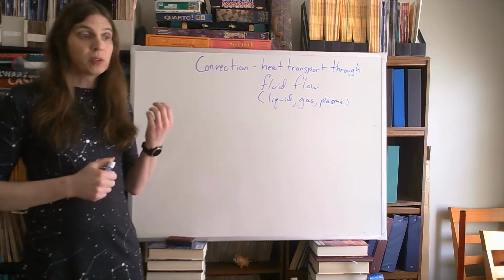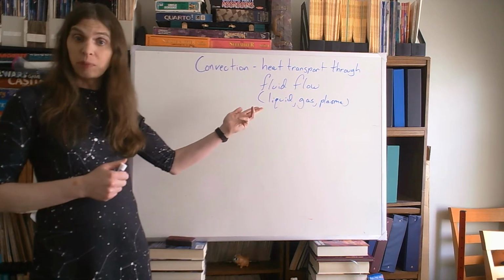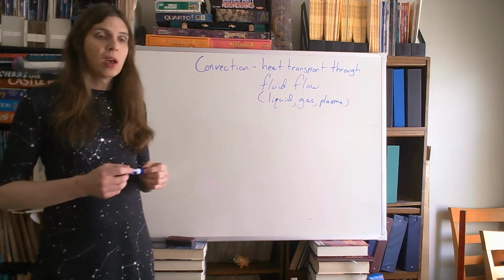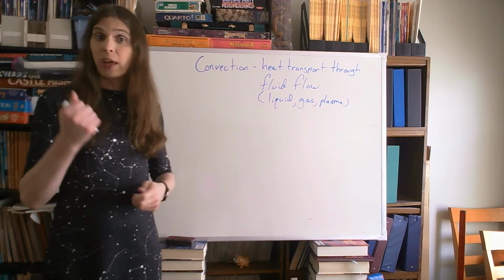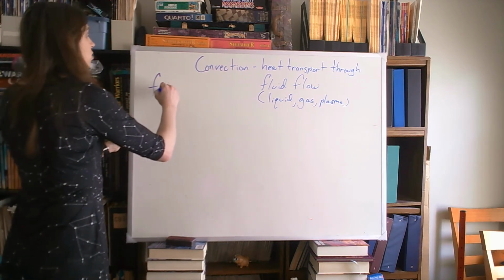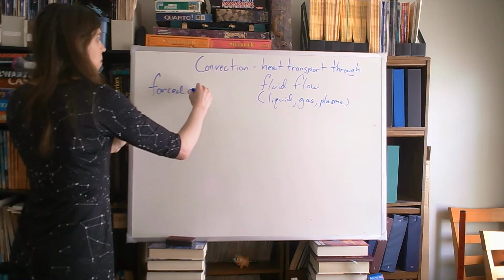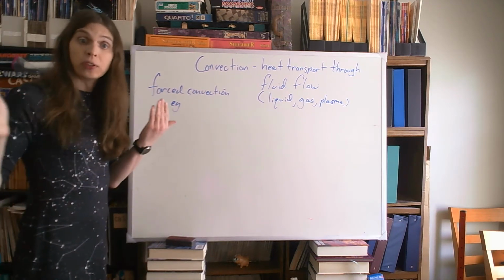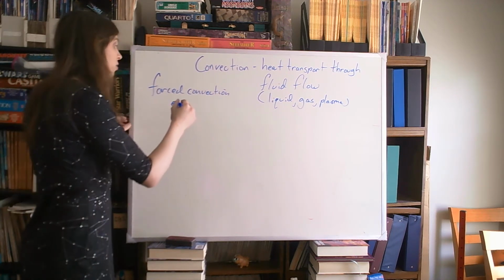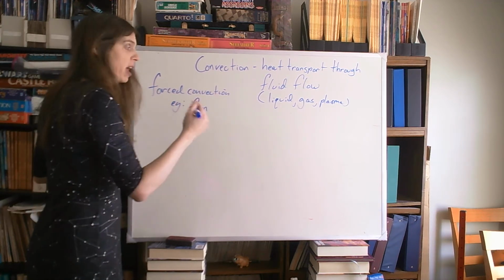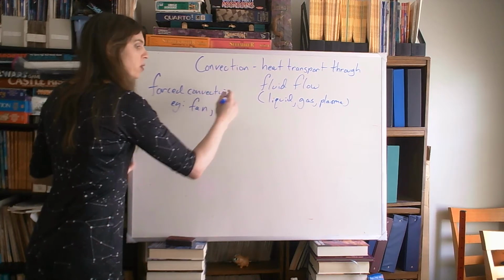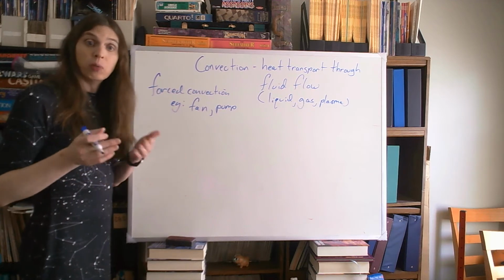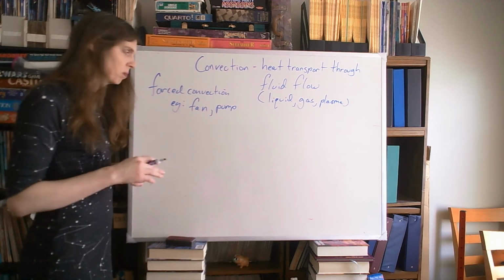And so the fluid can be, as stated up here, liquid, gas, or plasma. All of those are examples of fluids. Now we can do this in a couple of ways. We can do this through forced convection, where you have something mechanical that's pushing or pulling the fluid around, like a fan or a pump to push stuff through pipes or whatever. That's one way in which the fluid can move and carry that energy.